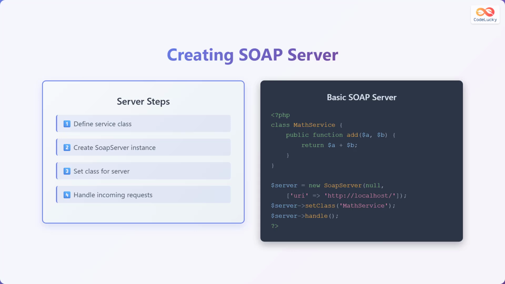Now let's create a SOAP server using PHP. Here are the steps. First, define the service class. Second, create a SOAP server instance. Third, set the class for the server to use. Fourth, handle incoming requests. Here's the code for a basic SOAP server that provides a math service. The service class has an add method, and the server is set up to handle requests for this service.